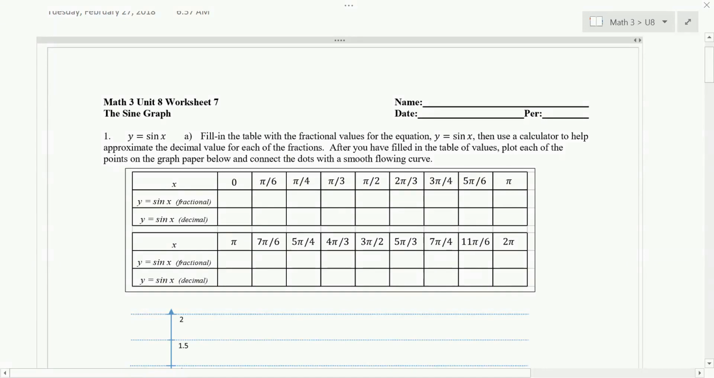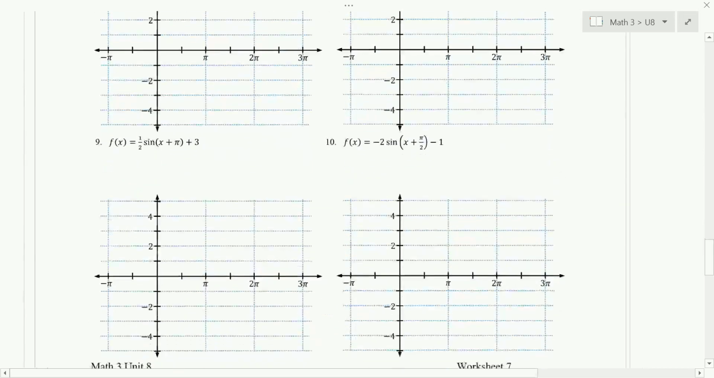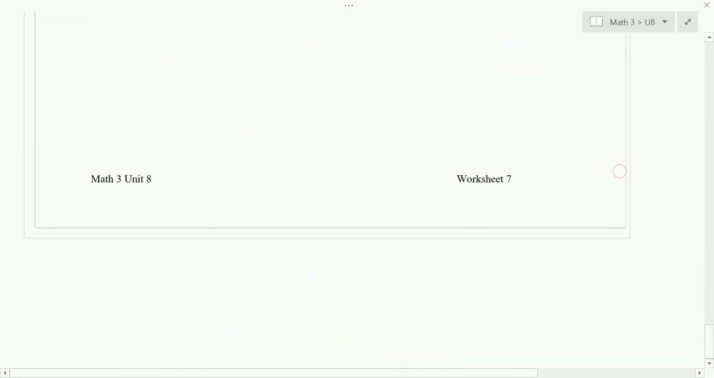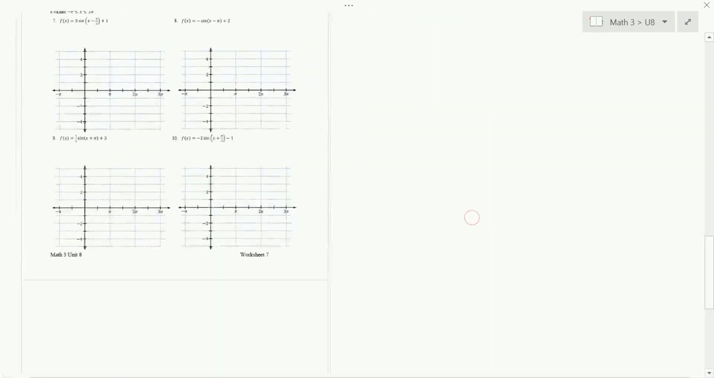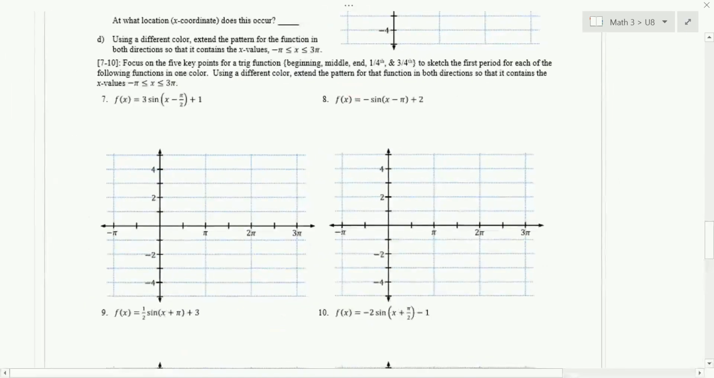I'm going to go over a few problems from the Math 3 Unit 8 Worksheet 7, and I'm going to start towards the end. We'll start at number 7.